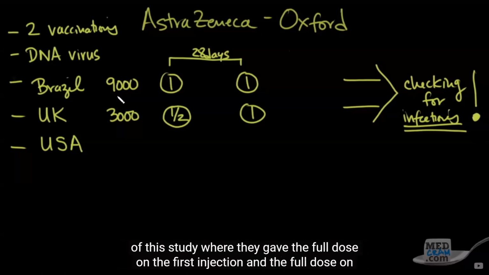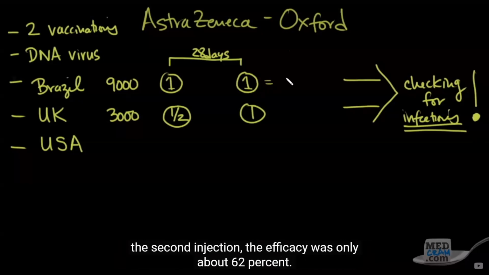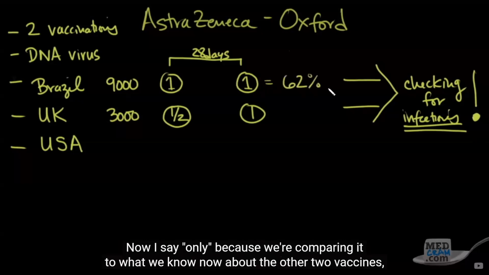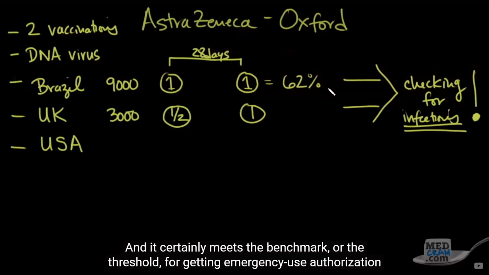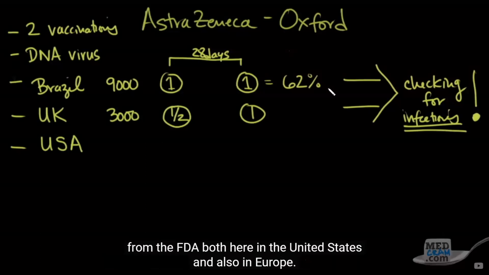of this study where they gave the full dose on the first injection and the full dose on the second injection, the efficacy was only about 62%. Now, I say only because comparing it to what we know now about the other two vaccines, but 62% is not a bad result. And it certainly meets the benchmark or the threshold for getting emergency use authorization from the FDA, both here in the United States and Europe.